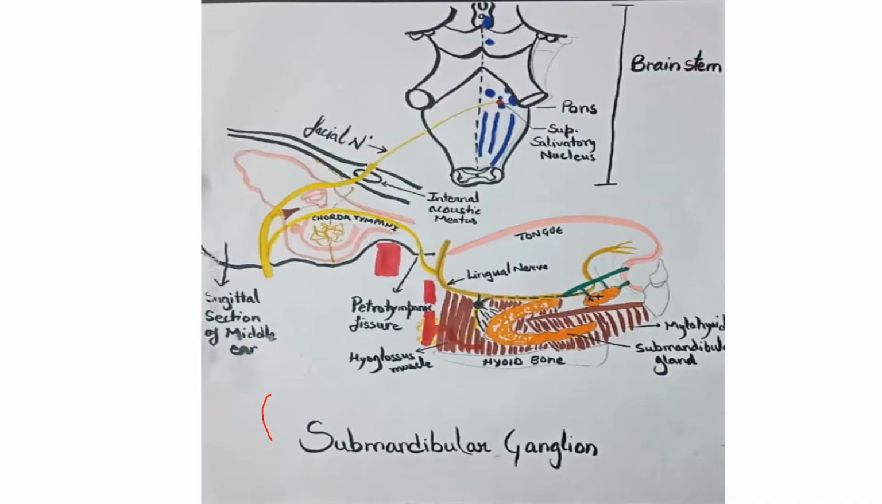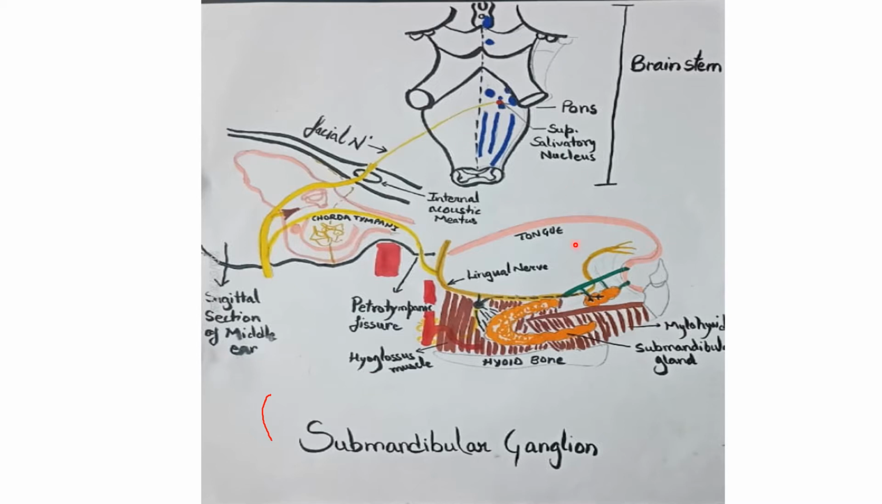Now let's begin with the submandibular ganglion first. The submandibular ganglion is this small ganglion, right? It is a parasympathetic ganglion and it is structurally related to the lingual nerve by its two roots. This is your lingual nerve. The lingual nerve is a branch of the mandibular nerve and it is attached structurally to it by two roots. One is the anterior root and another is the posterior root.